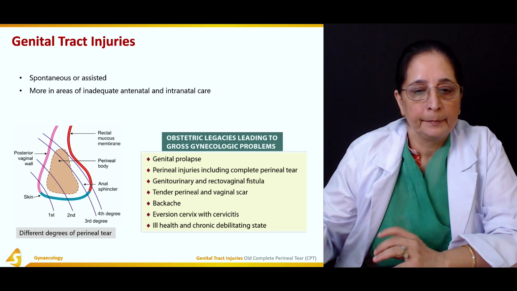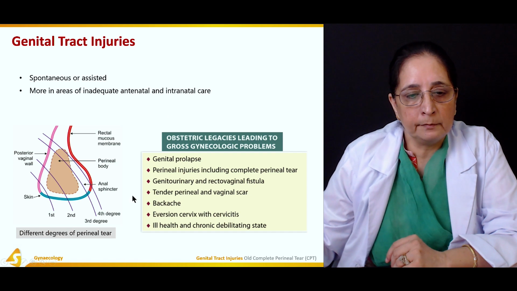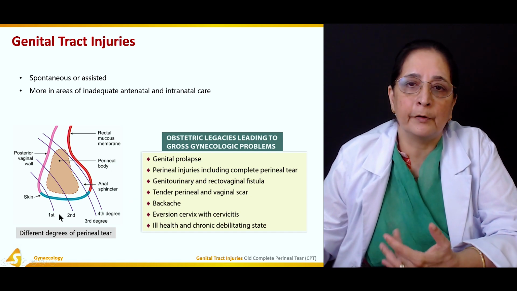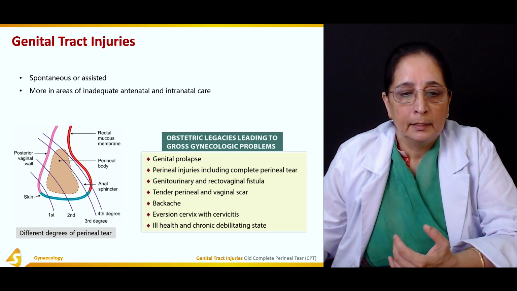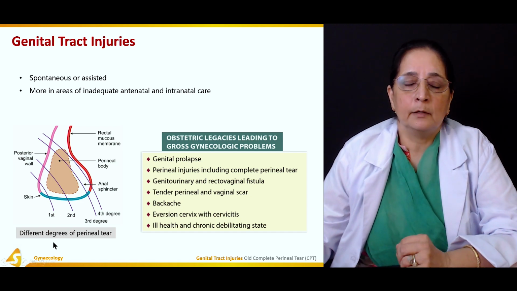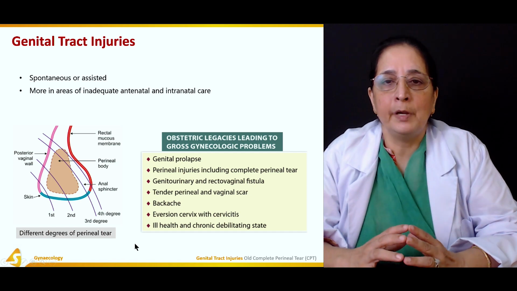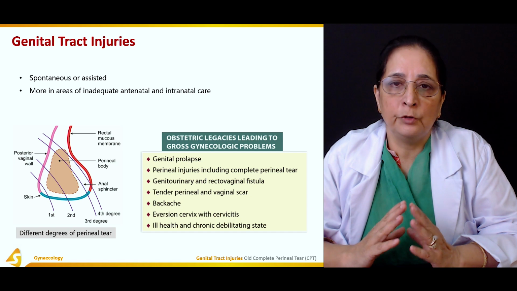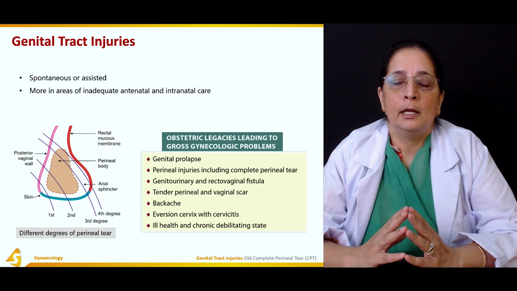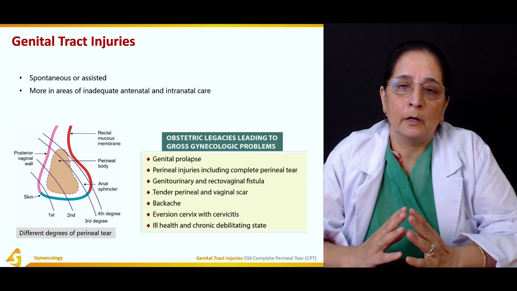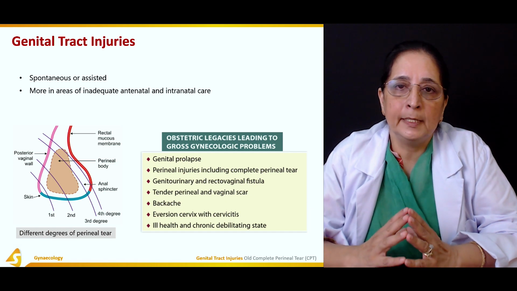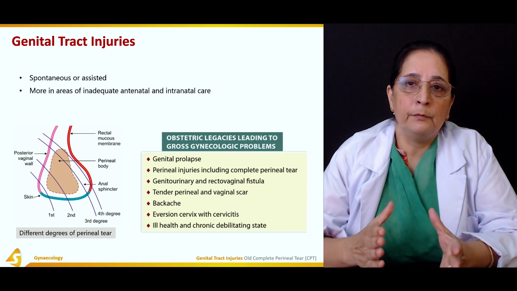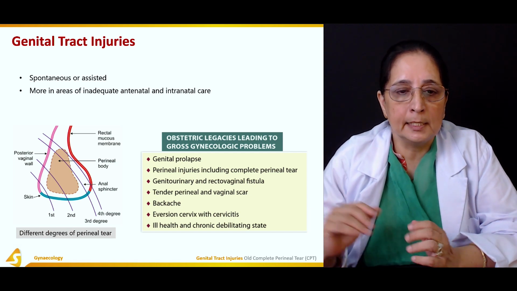gynecological problems. In this diagram we can see there are the 4 degrees of perineal tear. First, what is the perineum? Perineum is the area between the vagina and the anorectum, the opening of the anus. So that's the perineal area. We have the 4 degrees of perineal tear.